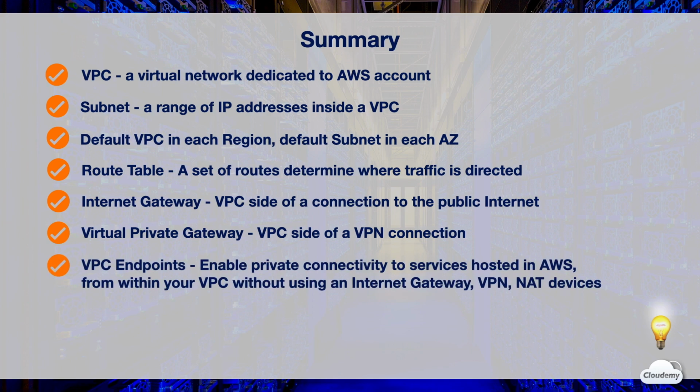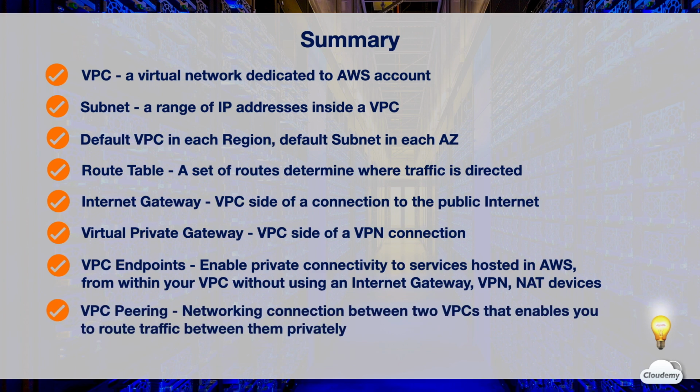VPC endpoints enable private connectivity to services hosted in AWS, from within your VPC without using an internet gateway, VPN, or NAT devices. There are two types of VPC endpoints, interface endpoints and gateway endpoints. VPC peering connection is a networking connection between two VPCs that enables you to route traffic between them privately.